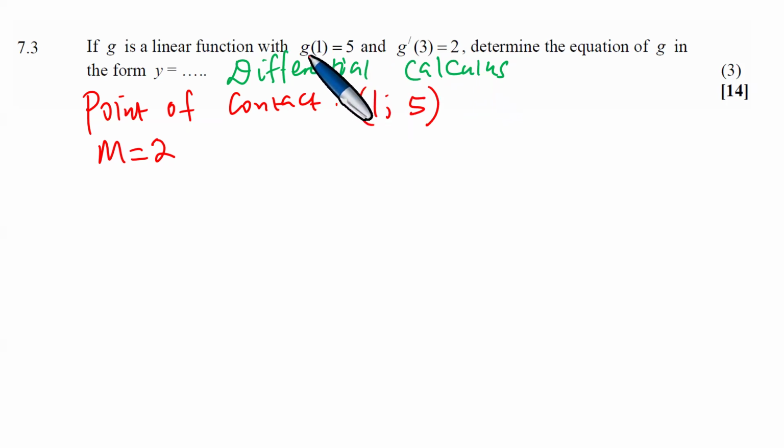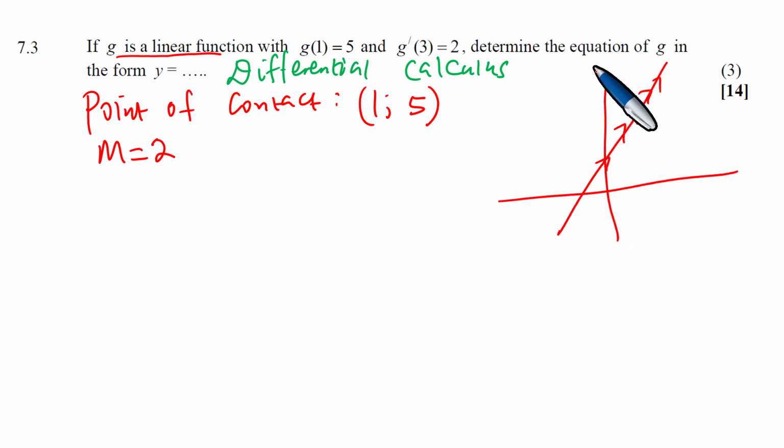Okay, so here, this is G at 1. But remember that G is a linear function. What is a linear function? A linear function is a straight line. So a straight line will have the same slope at any point. Here is a straight line, this is the y-axis, and this is the x-axis. Now, we have that g at 1 is 5. So there's a point on the function where x is 1 and y is 5, so 1 together with 5.